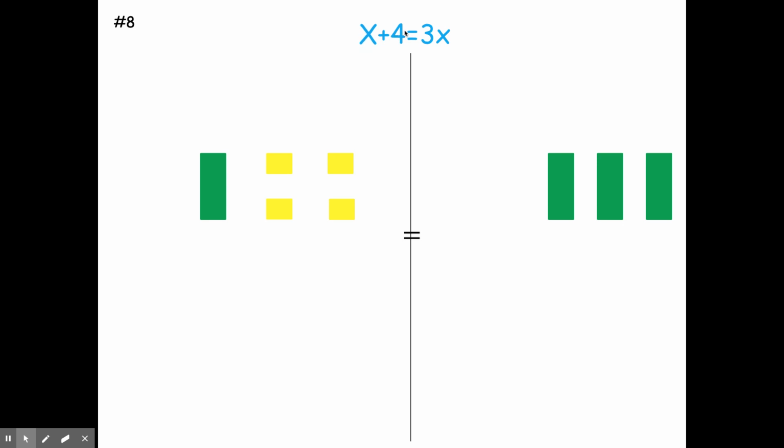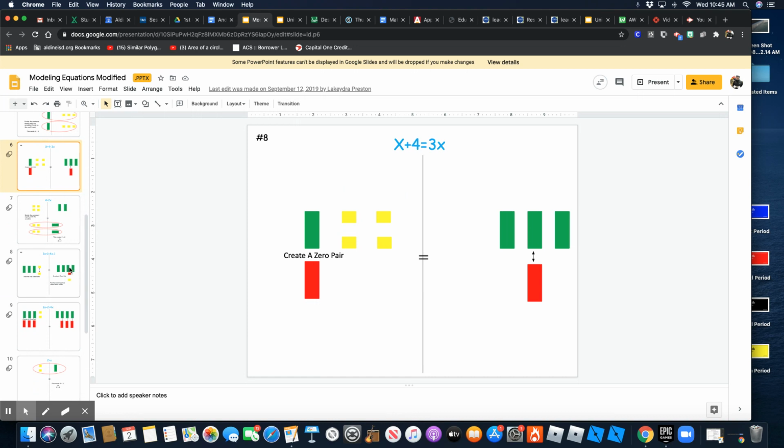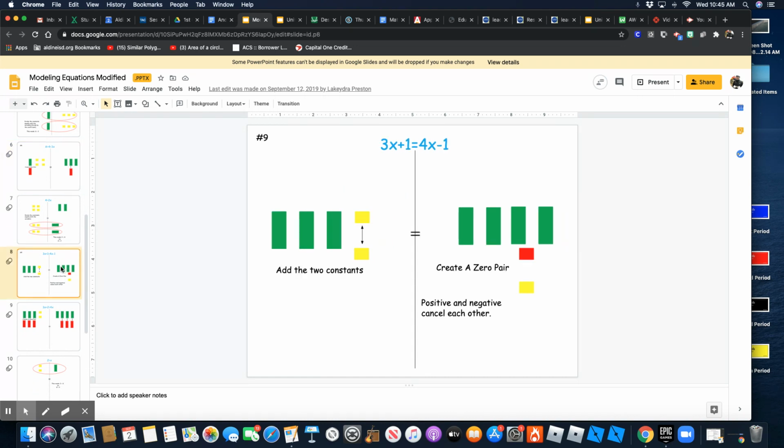X plus 4 equals 3x. Wow. Unbelievable. Let's see if we can get one more in here. Let's do one with some negatives. Here we go.